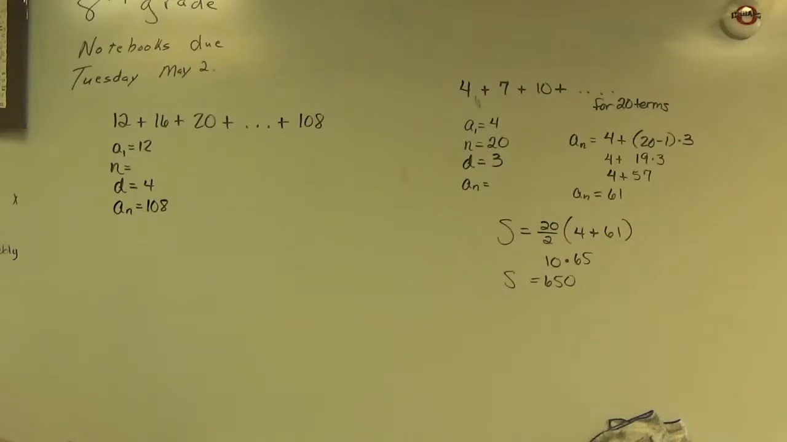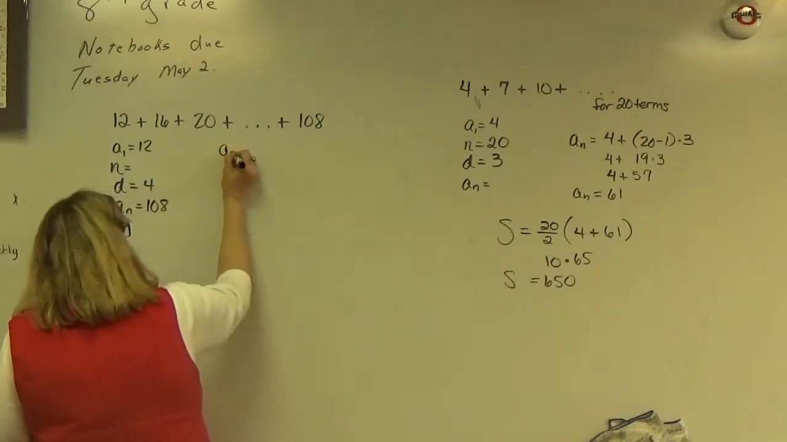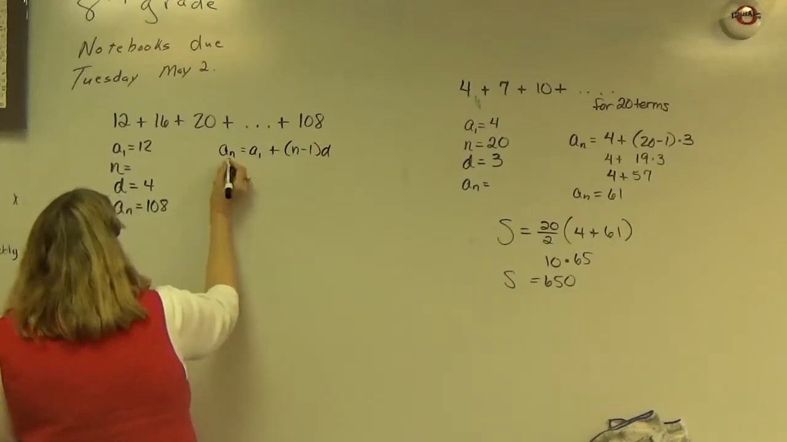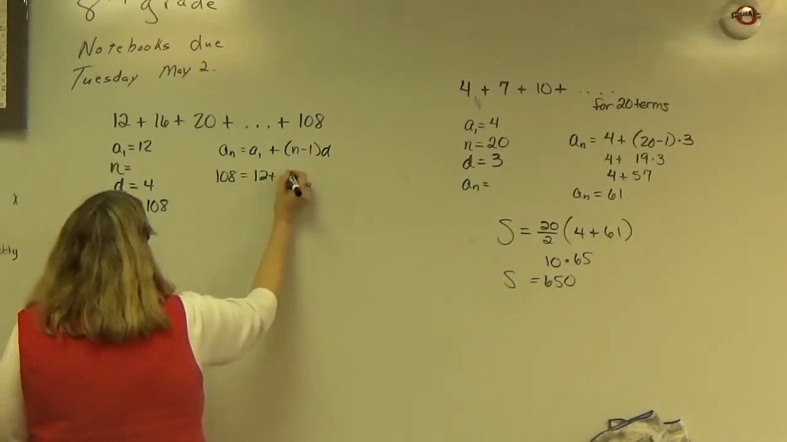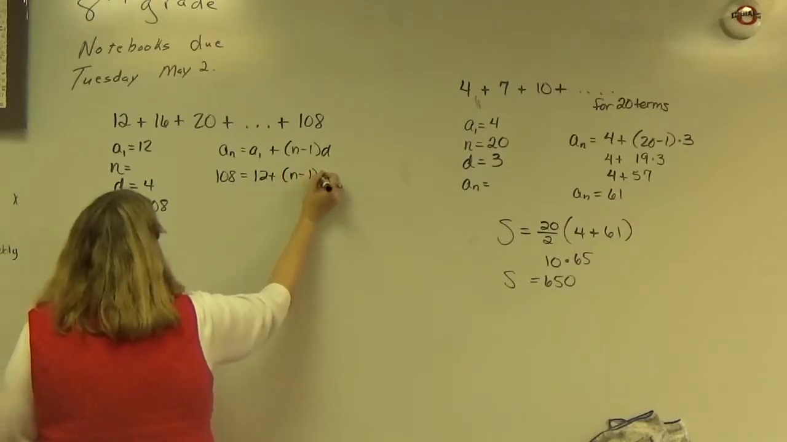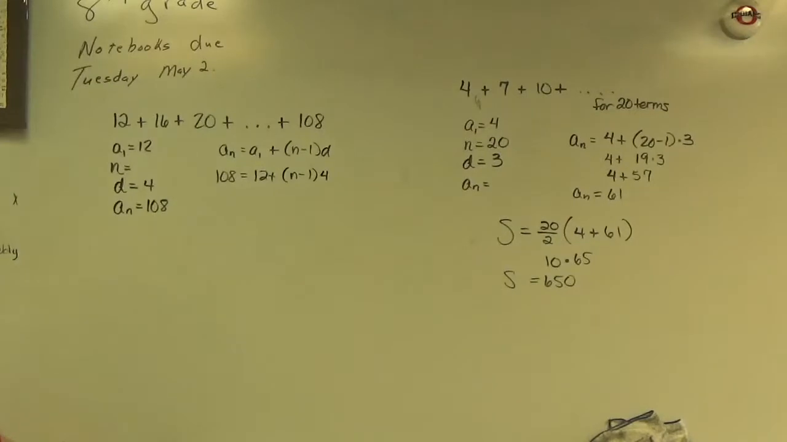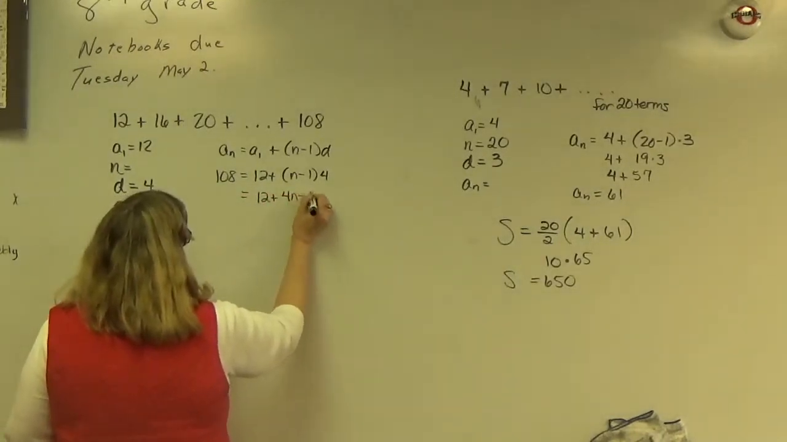The nth term. Can't we use our previous formula again to find the nth term? Again, that formula: we know the last term is 108, the first term is 12, we don't know how many terms, but we do know the difference is 4. Tatum, what would we do to solve that? We distribute the 4. So 12 plus 4n minus 4.